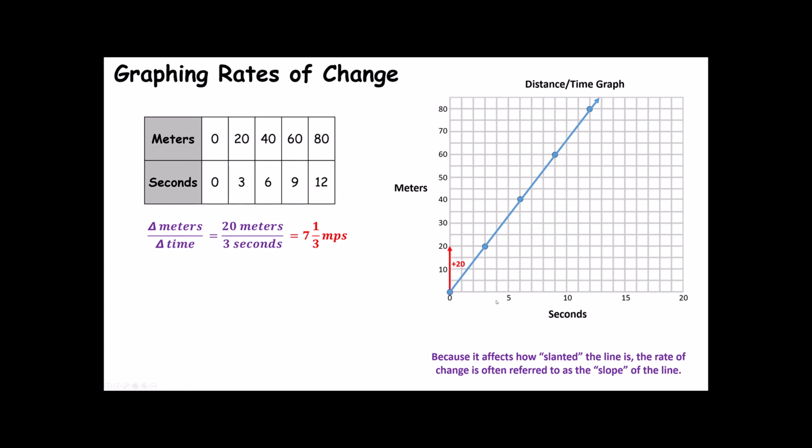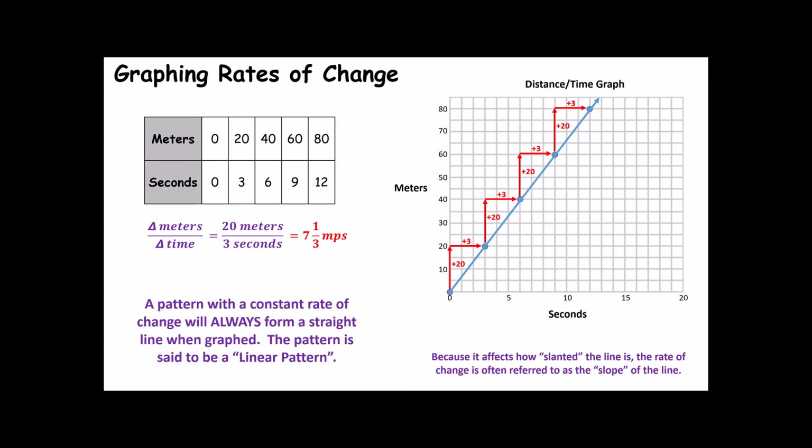I'm always going to go up 20 meters over 3 seconds, up 20 meters over 3 seconds, and so on. The steepness, or the slope, is always going to be the same, because we're always going up the same amount when we go over 3 seconds. Now, a pattern with a constant rate of change will always form a straight line when graphed. The pattern is said to be a linear pattern because the graph looks like a straight line.